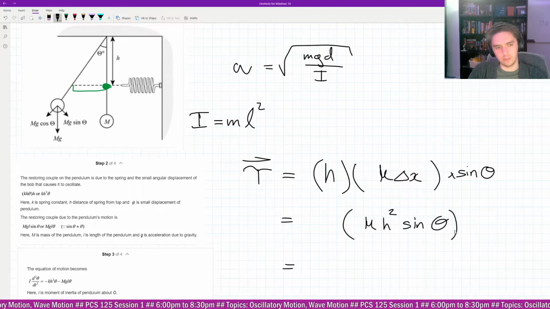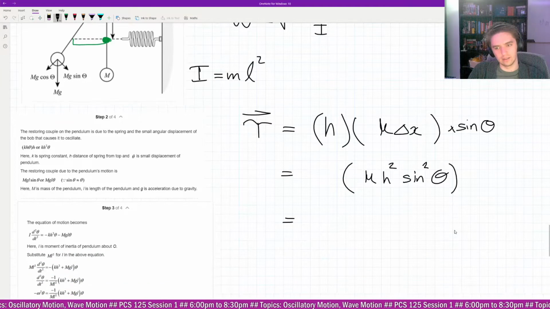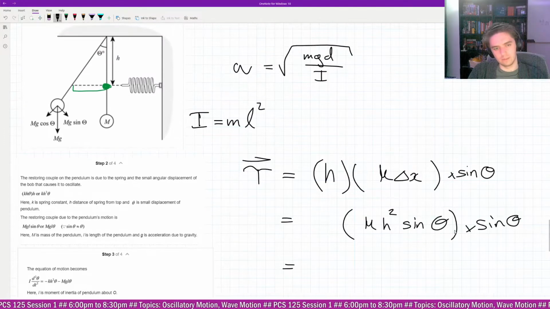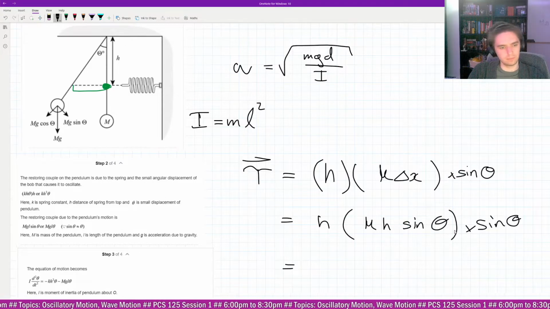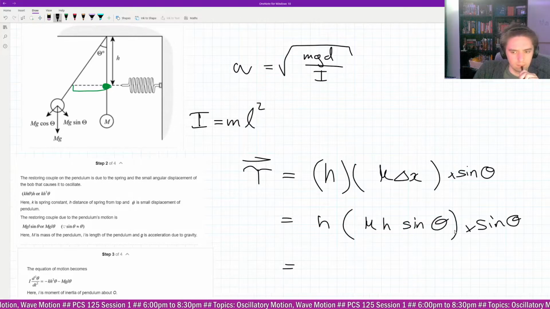But shouldn't the torque be the distance from the pivot, k times delta x? Delta x is h sine theta times sine theta. So this will be sine squared theta, because this is still times sine theta here. This is essentially what we have. You see what I mean? Okay.